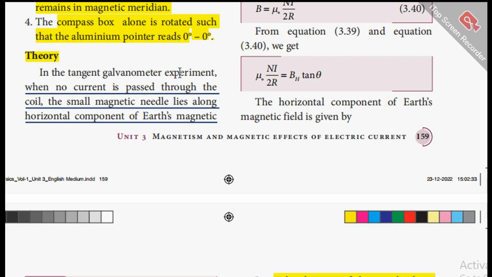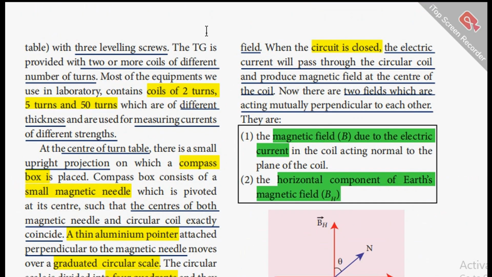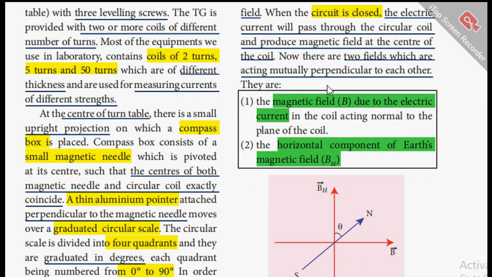In the tangent galvanometer experiment, when no current is passed through the coil, the small magnetic needle lies along the horizontal component of Earth's magnetic field. When the circuit is closed, the electric current passes through the circular coil and produces a magnetic field at the center of the coil. So we will have two fields which are mutually perpendicular to each other.